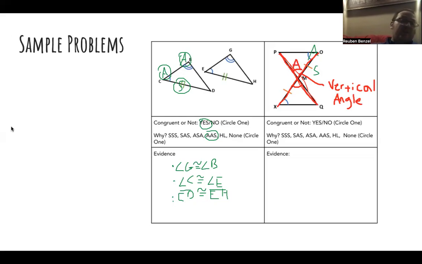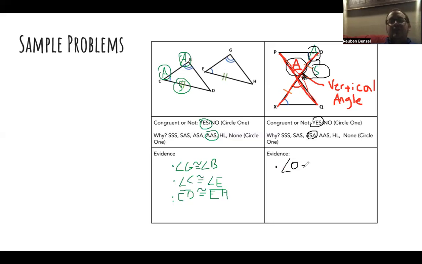So if we're asking ourselves, are we congruent or not? The answer to that is yes. We are congruent because it spells A, S, A. They travel around a triangle. We're going to say ASA. And if we want to get fancy, we can put the evidence in there as well.